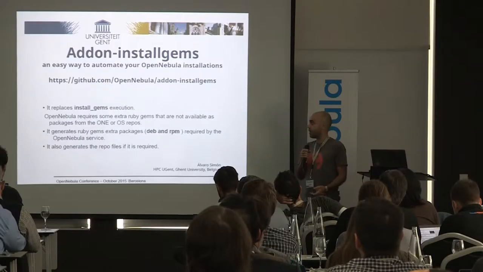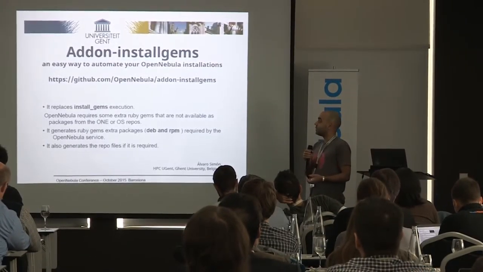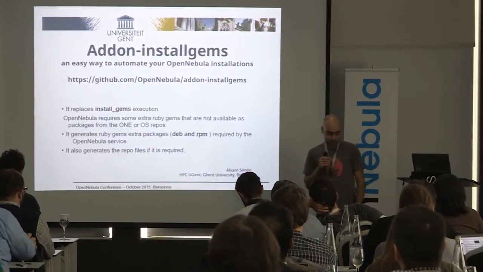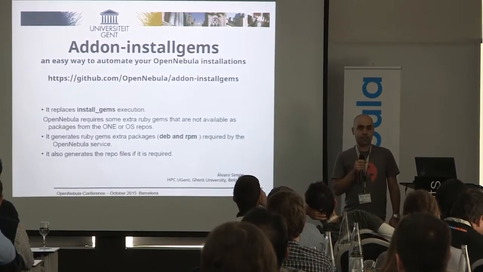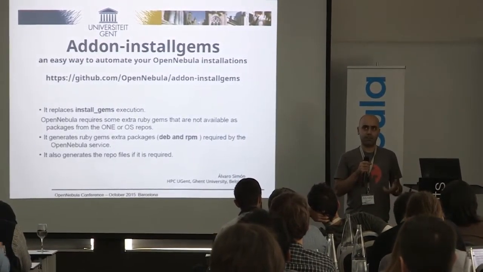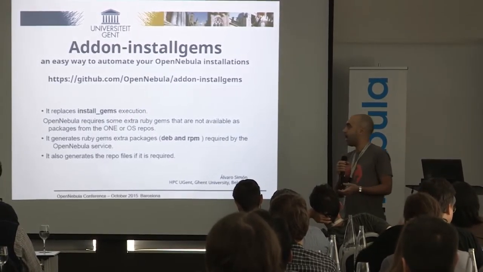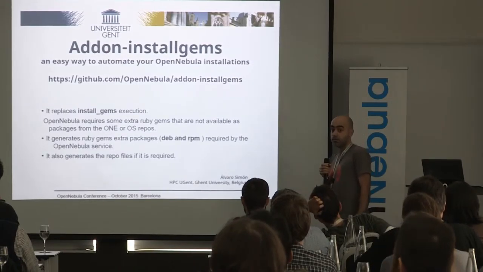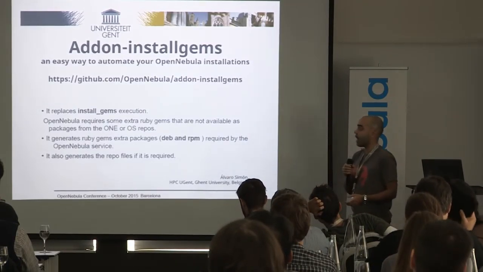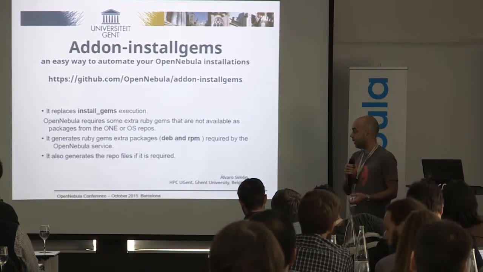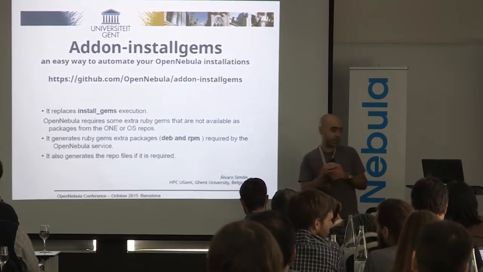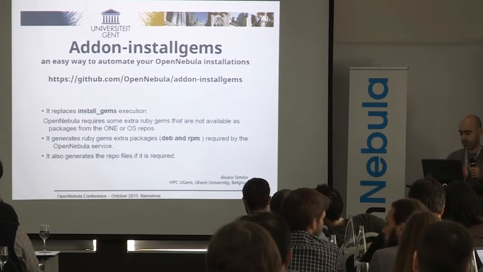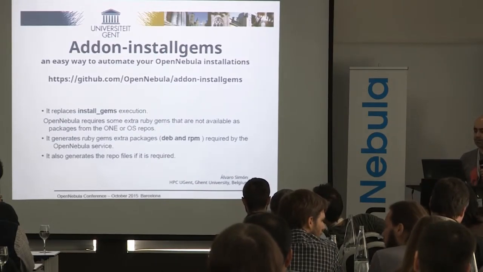Basically what it does, it replaces Installgems execution. Because there are many, many gems, and most of them are available from the operating system repos, but due to a manpower issue, they can't maintain 40 gems in the repositories. So basically what it does is a Python script that creates the RPMs and the package for you. It also generates the repo files. So you can upload the RPMs in your local repo, and you can use it then from Puppet or another installation mechanism that you have.